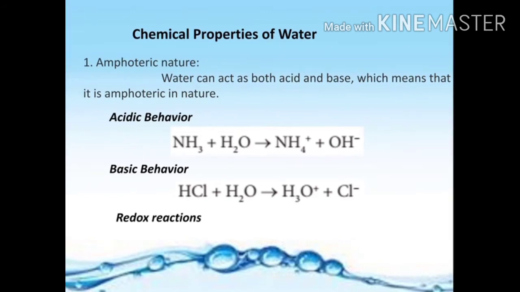Redox reactions. Electropositive elements reduce water to hydrogen molecule. Thus, water is a great source of hydrogen. During the process of photosynthesis, water is oxidized to oxygen. As water can be oxidized and reduced, it is very useful in redox reactions.